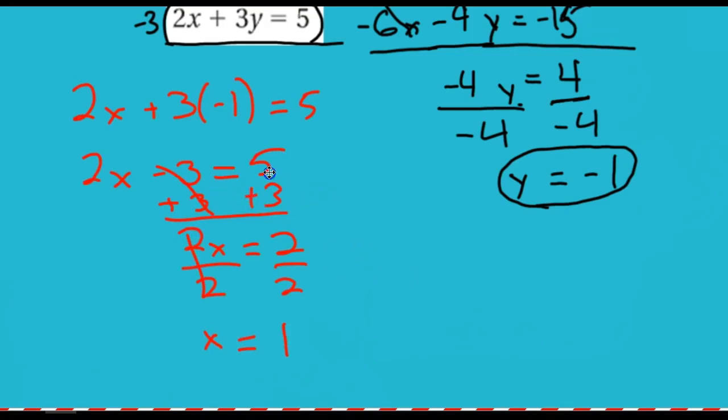Oh, sorry, again I made a mistake. We had to add the 3. So this is actually 8 divided by 2. So this turns into a 4. So x equals 4. Our solution is 4, negative 1.